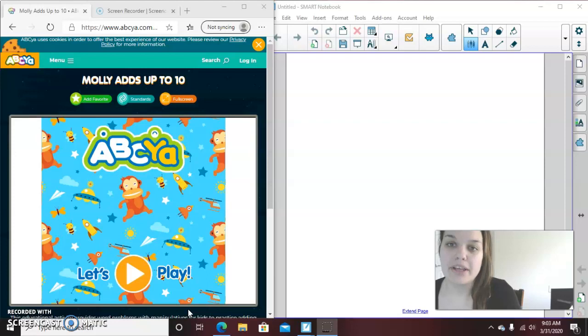Today we are going to do an activity that aligns with Module 4, Lesson 17. Our objective today is to be able to add up to 10 and create a number sentence based on our word problem. So we're going to create number sentences based on whatever word problem we're given, and then we're going to find the total, which means everything all together.